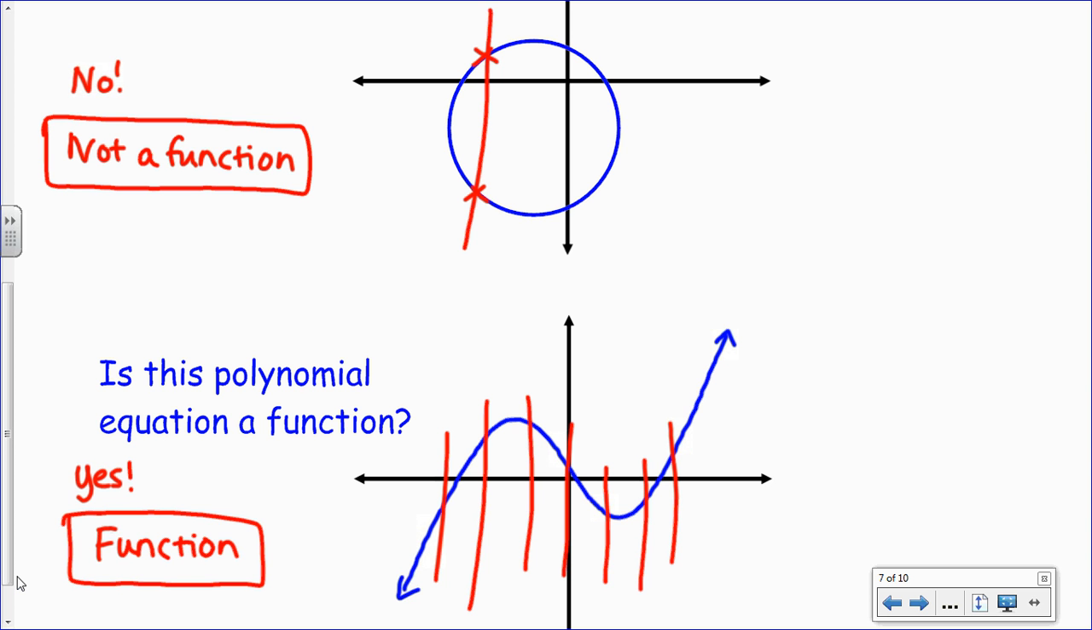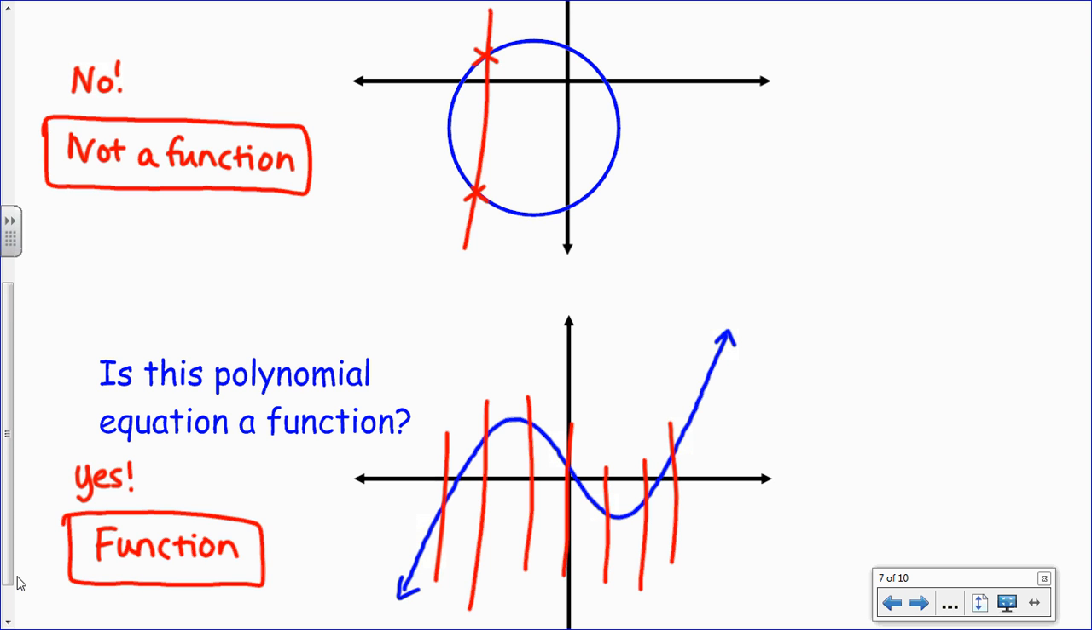Okay, don't try to make these more difficult than they are. If you're given the ordered pairs, you're looking at the x values. If they repeat with different outputs, then it's not a function. If you're given a graph, vertical lines go through once. Okay?